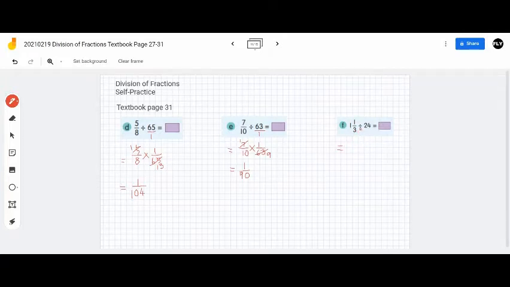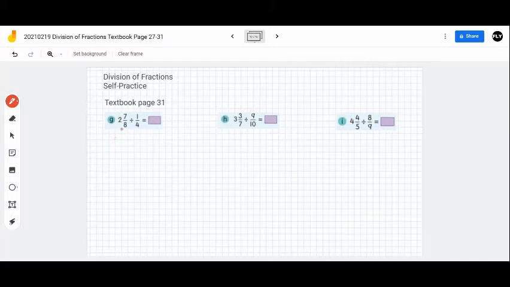1 over 3 divided by 24. Okay, remember this is a whole number. Make it into a fraction. And then this one is a mixed number. It is a mixed number, so you have to change it. 3 times 1 plus 1. So 4 over 3 times 1 over 24. So 4 times 1 is 4. 4 times 6 is 24. 1 times 1, 1. 3 times 6 is 18.